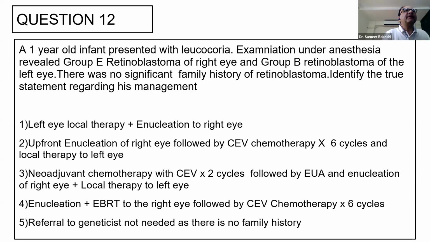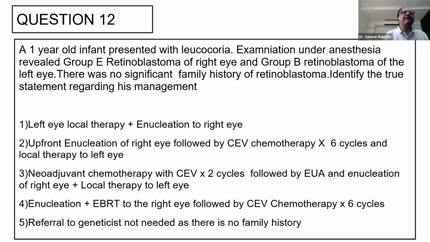Okay. Let's try and answer this MCQ. A 1-year-old infant presented with leukocoria. Examination under anesthesia shows it's a group B in the right eye and group B in the left eye. There was no family history of retinoblastoma. Identify the true statement, true or false.